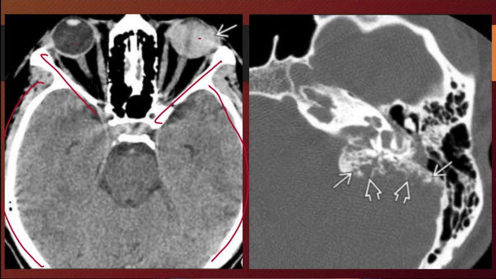These are the two orbits. This is the globe. This line here is the optic nerve. These are the extraocular muscles. Now this is the normal side. If we compare it to the other side, what we are seeing is that the entire globe appears white. Now what is white on a CT scan?